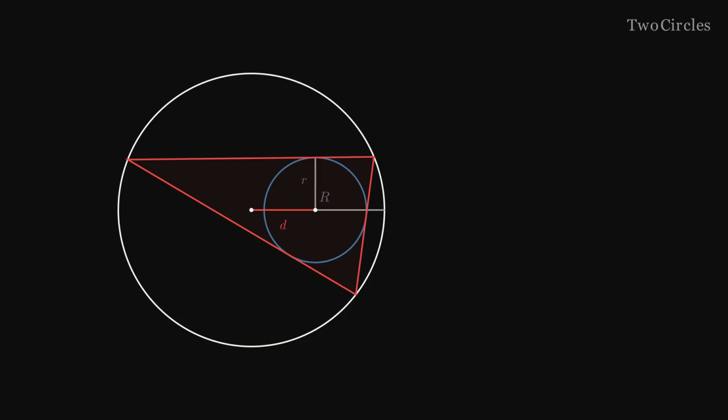d squared equals R squared minus 2Rr. That's it, one equation, three quantities. If the radii and the center distance satisfy this equation, every triangle you try closes. If they don't, no triangle closes.